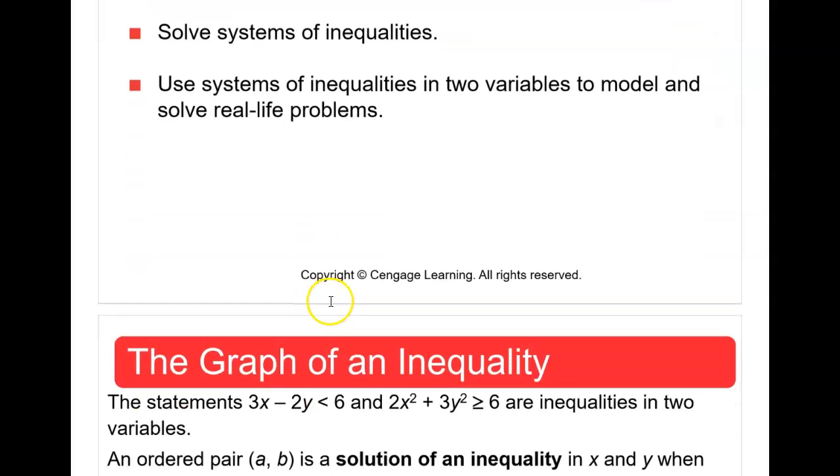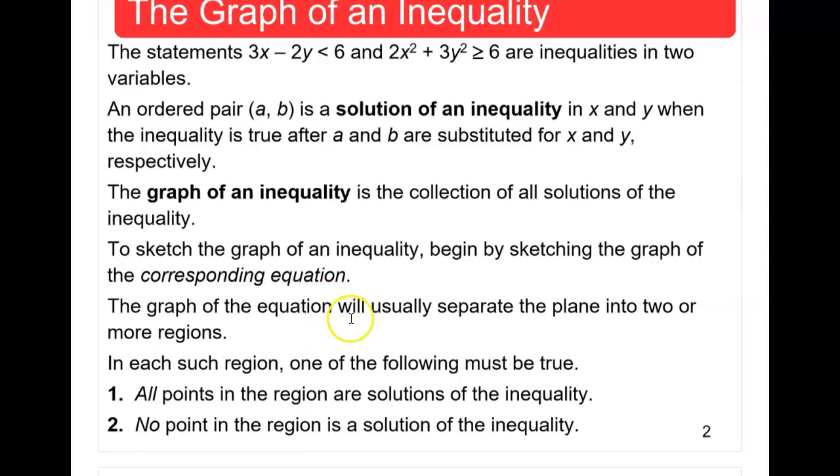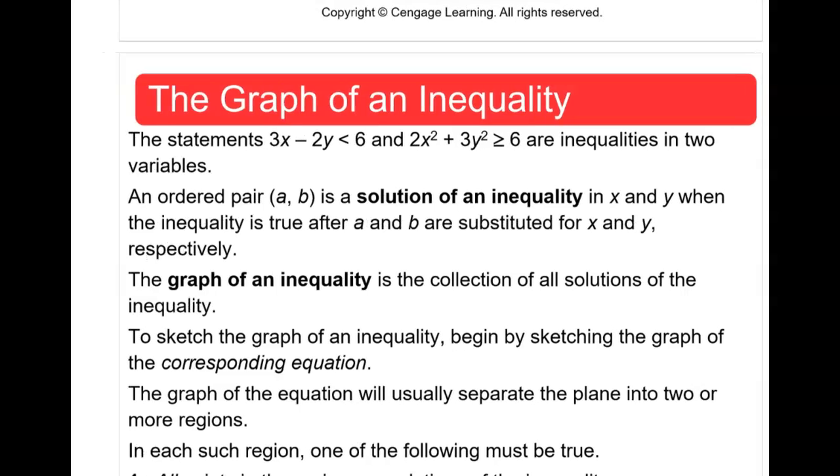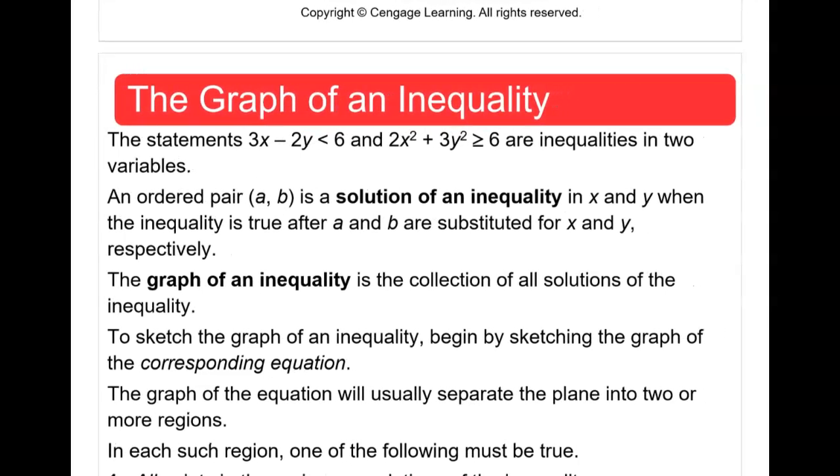So let's get started. We have here two statements. The first one, 3x minus 2y less than 6, and another one, 2x squared plus 3y squared is greater than or equal to 6. Both of those statements are inequalities in two variables.